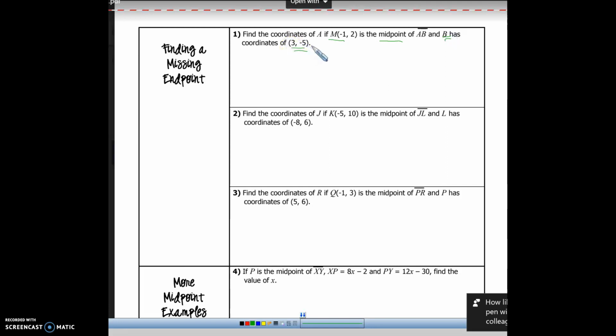So it may help if you draw a little picture here to kind of see what's going on, a line. So I'm going to draw a picture, and there's one point. And this is going to be A, and this end point is going to be B. I know that B is (3, -5). And I also know that I have a midpoint here. That is M, and it actually gives me the coordinate. It is (-1, 2).